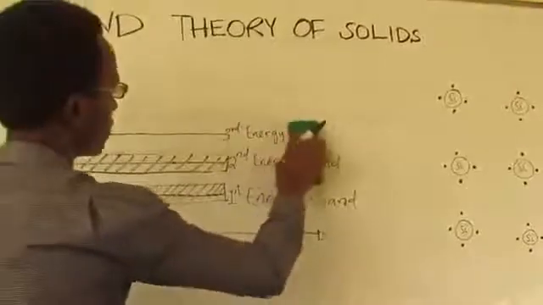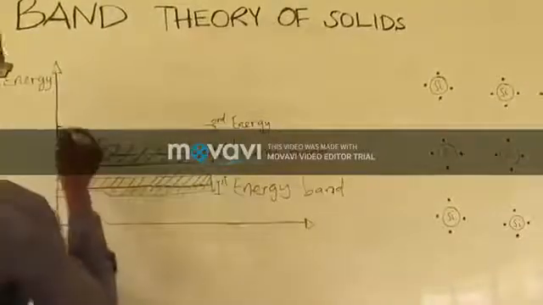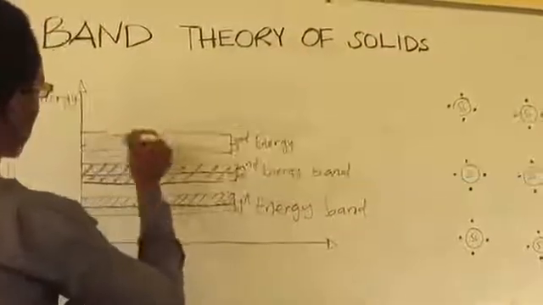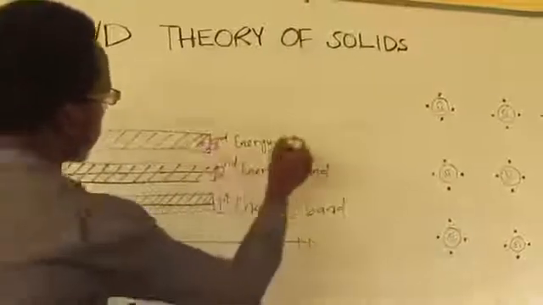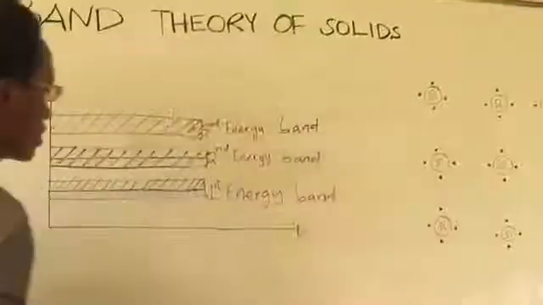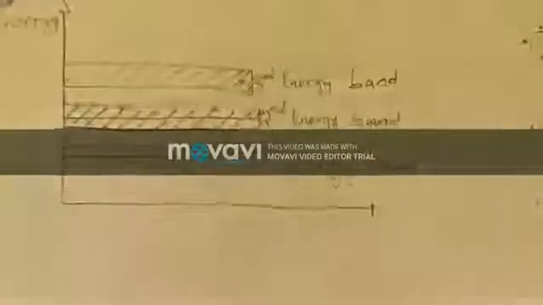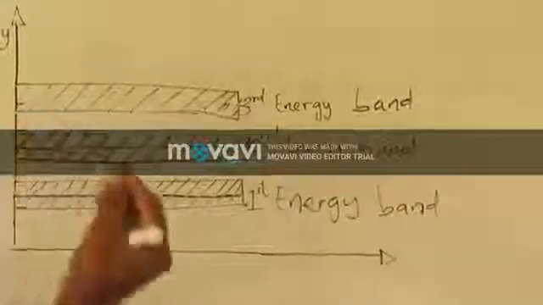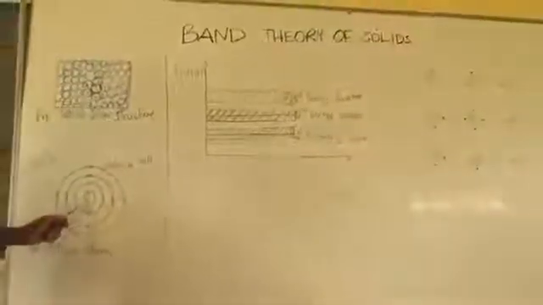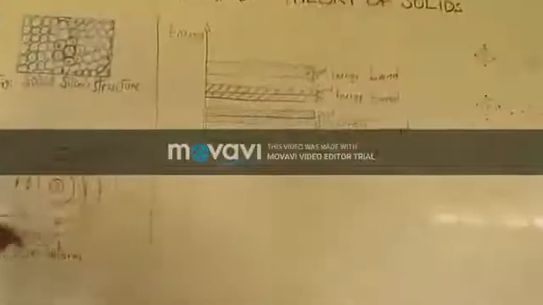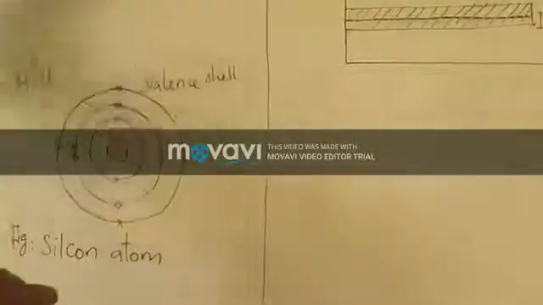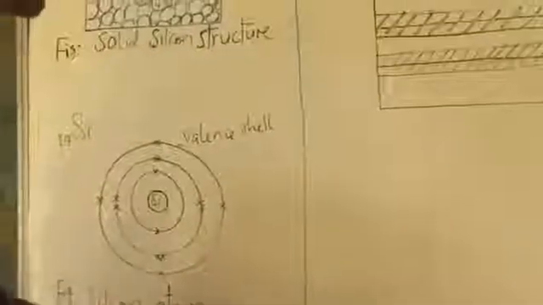Also, for the third, it will be the third band. The third energy band. So this is the case when an atom exists with the influence of other atoms. So the energy of an electron within this single silicon atom is now influenced by the existence of other surrounding atoms within this solid silicon.